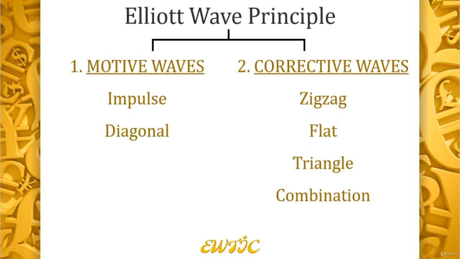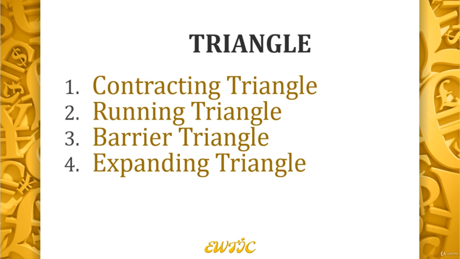The motive waves move in the direction of the main trend, while the corrective waves move against the direction of the main trend. The corrective waves can be further subdivided into 4 categories: the zigzags, flats, triangles, and the combinations thereof. So the triangles further have 4 types: contracting triangles, running triangles, barrier triangles, and expanding triangles.